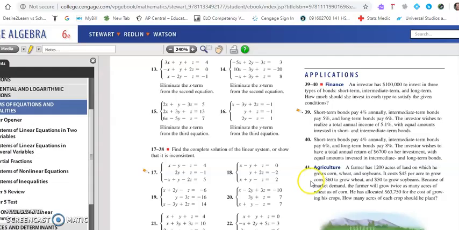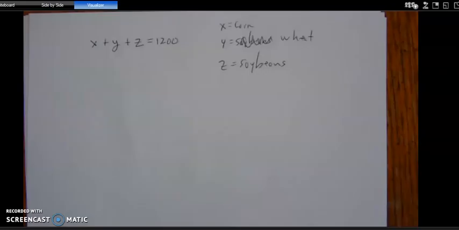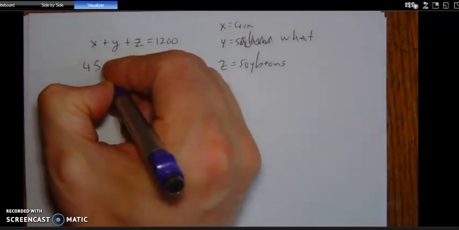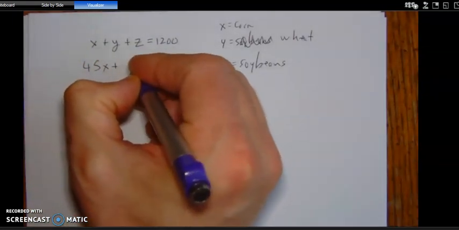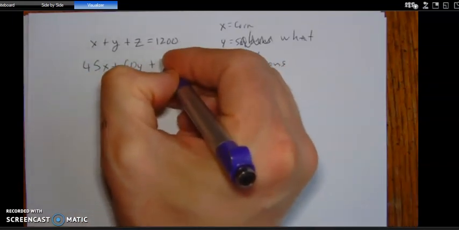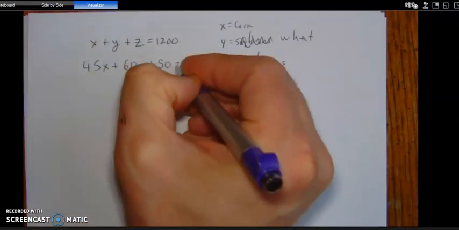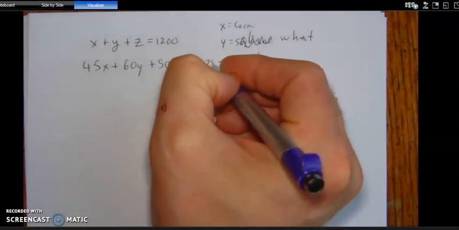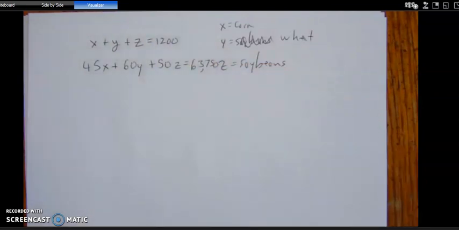The second part of this says it costs $45 per acre to grow corn. I'm going to write this down as I say it. $45 per acre for corn, $60 for the wheat, and $50 for the soybeans. And we're allocating $63,750 for the price of the grain.